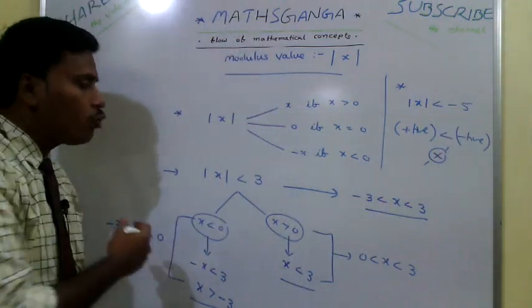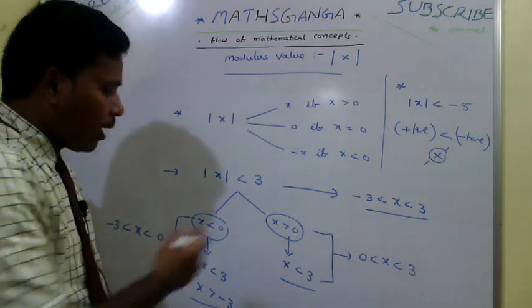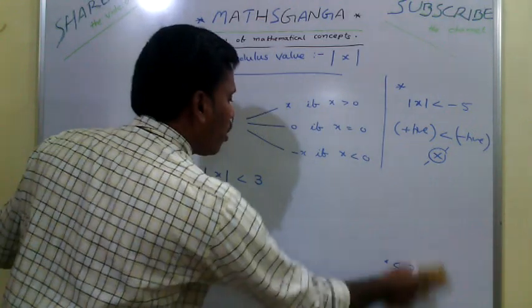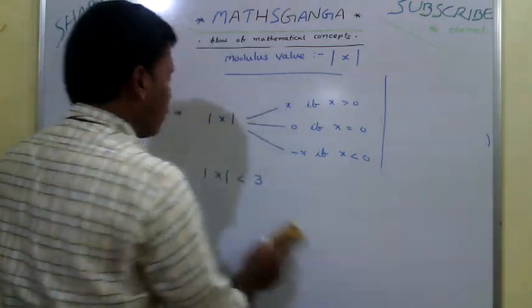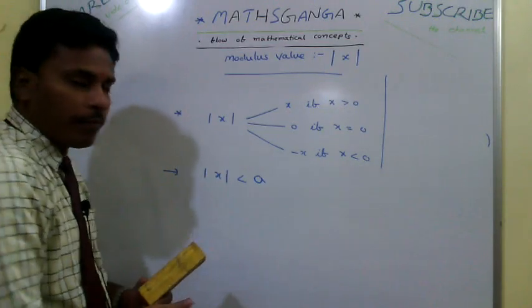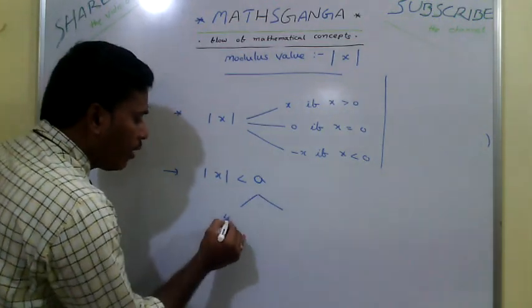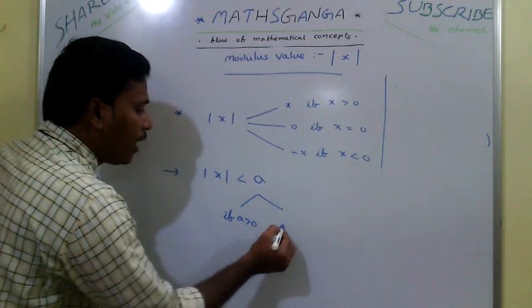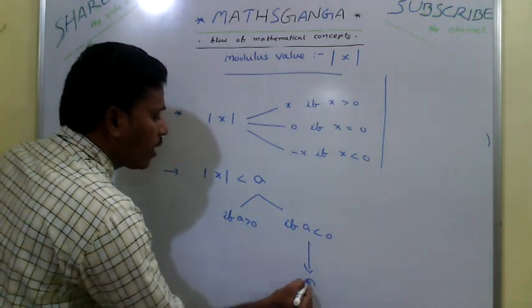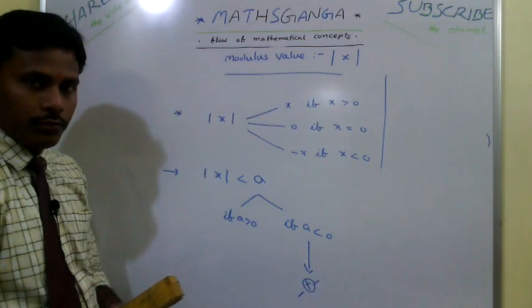Concluding these two, we finalize it like this. If modulus of x is less than a, we need to concentrate on a. There are two chances: a greater than 0 and a less than 0. If a is less than 0, then mod x less than a has no solution.